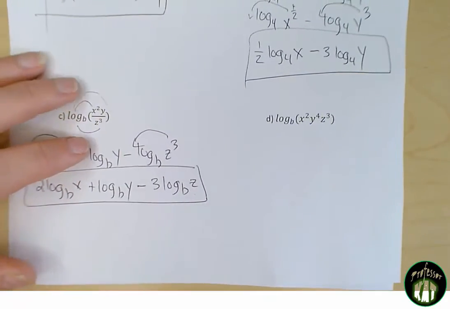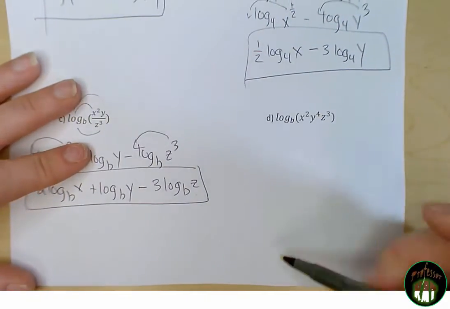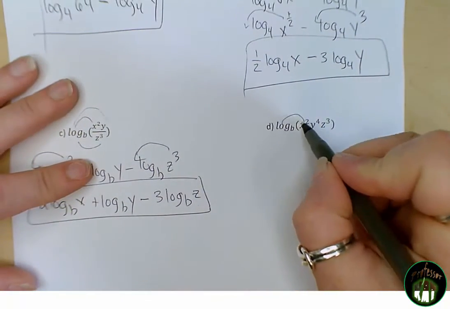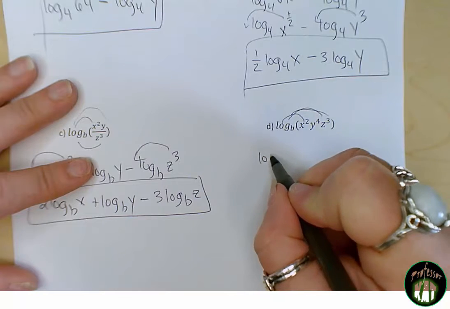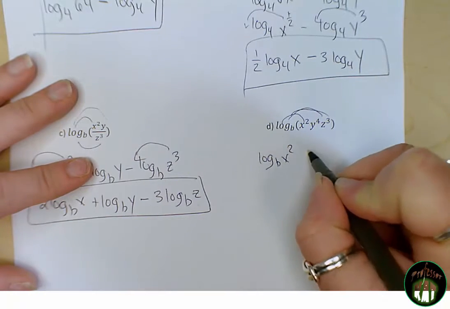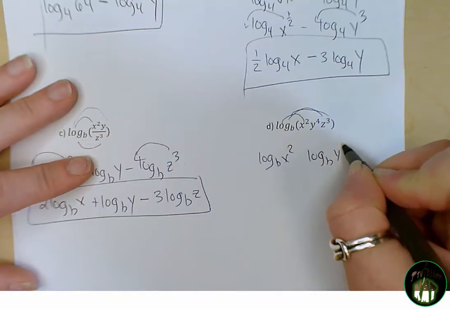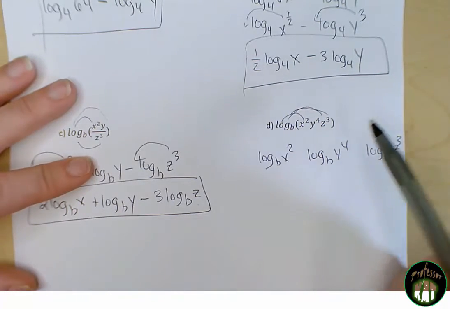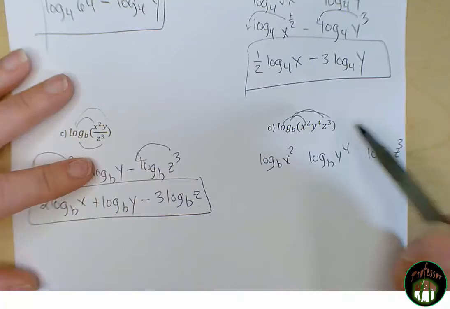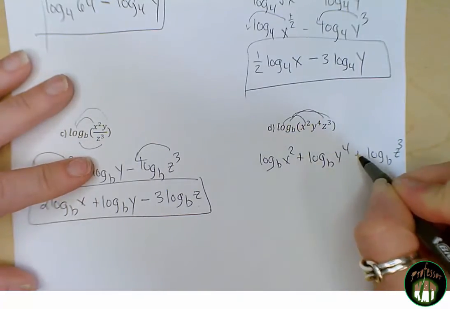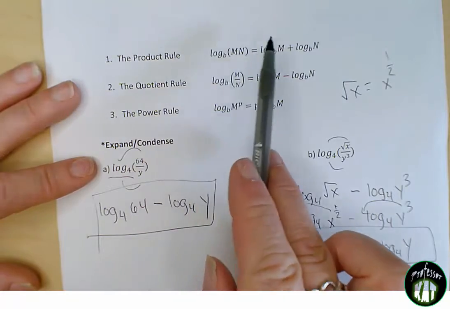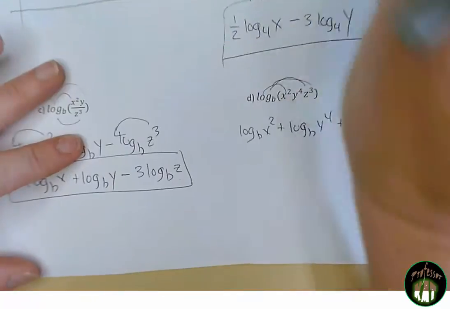Last example here of expanding. So we have log base b of x squared y to the 4th z cubed. So I'm going to distribute 3 different times. Once for the x squared, then again for the y to the 4th, and then again for the z cubed. These are all in the numerator, or they're all getting multiplied together, so they should all be positive. That's our product rule right over here.